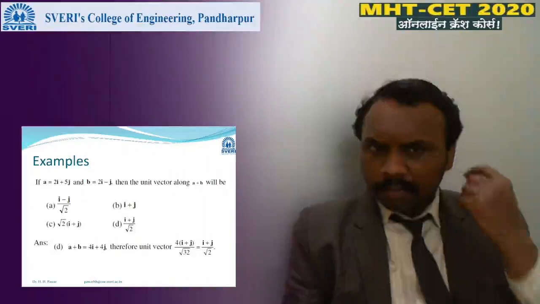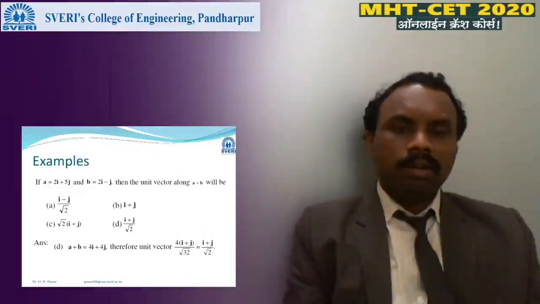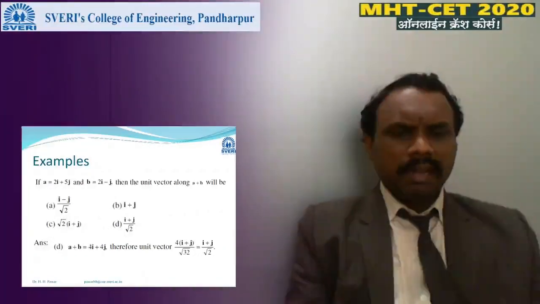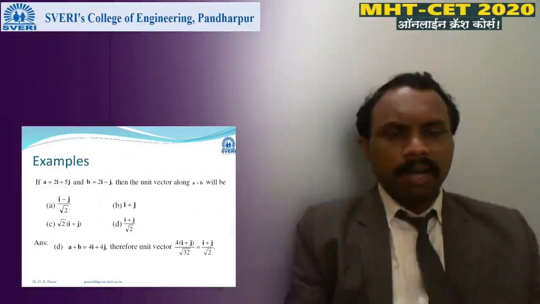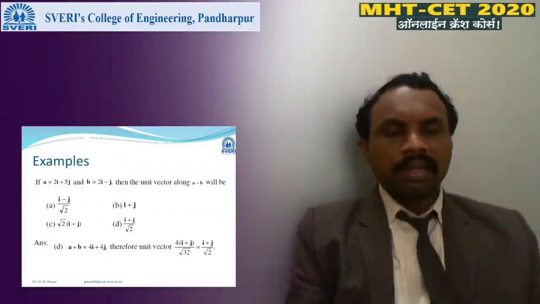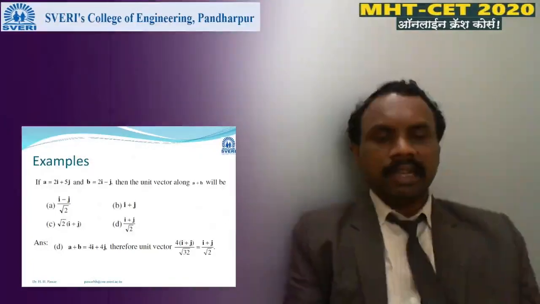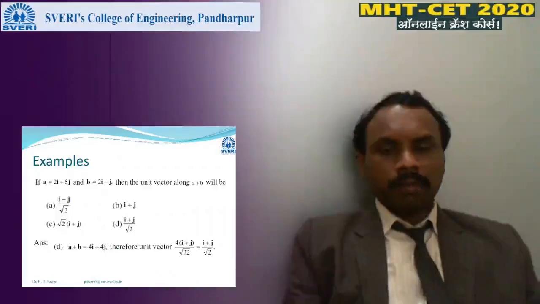Now in the next example, if a equal to 2i plus 5j and b equal to 2i minus j, then the unit vector along a bar plus b bar will be, definitely if you want to find the unit vector of a bar plus b bar, first find a bar plus b bar, then the modulus of a bar plus b bar, and then take the division of both.